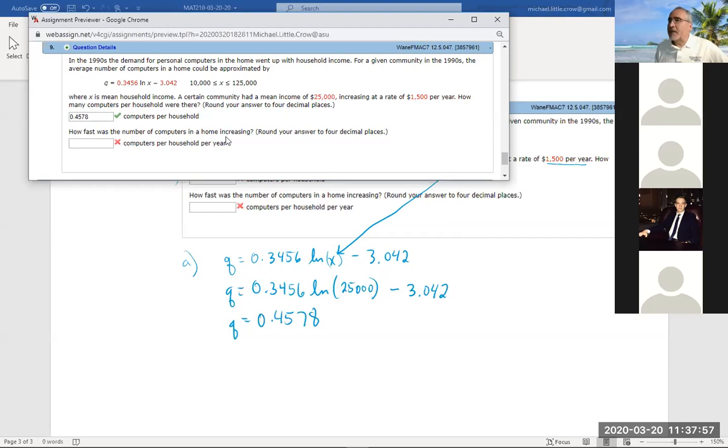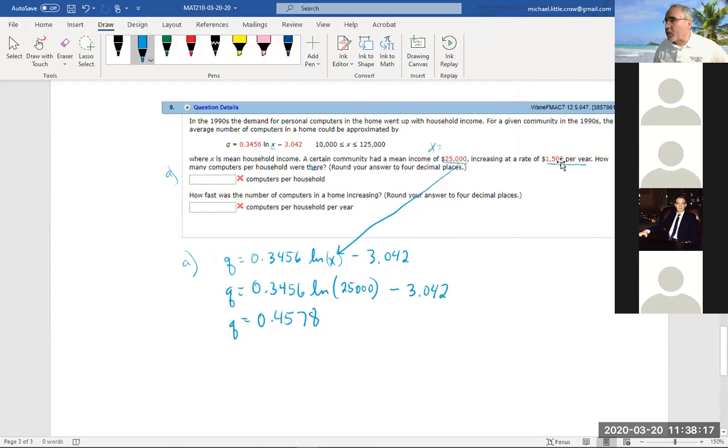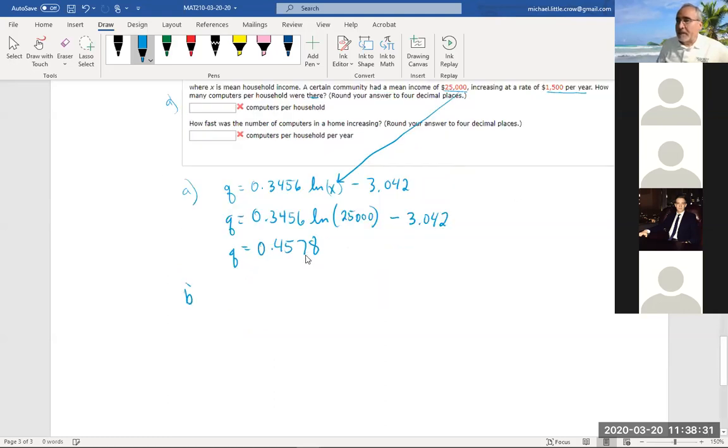How fast was the number of computers in a home increasing? Now that's probably the reason why you asked. That's the harder part of the question, but that's where the calculus comes in. It's a related rate. We know the rate at which the income's increasing, so that's going to be a related rate. For the B part, we are going to take the implicit derivative here.